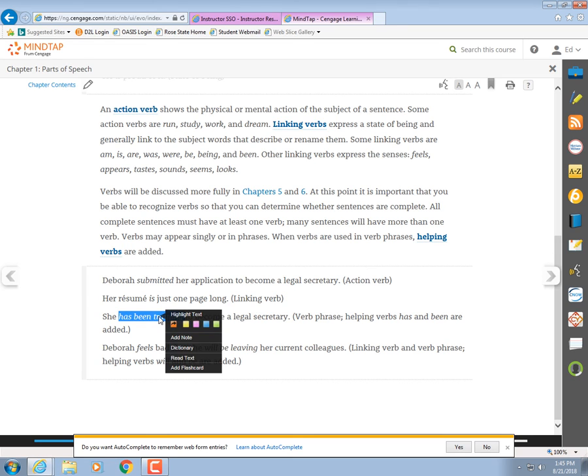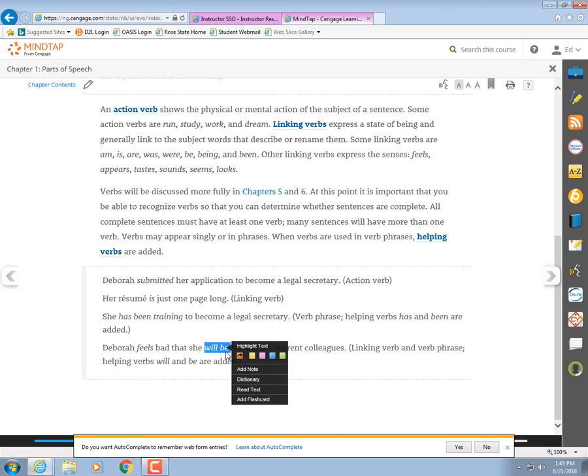Deborah feels bad. Okay, feels is a linking verb because there's no action there. It's just a state of her being. She has that feeling. I feel bad. Deborah feels bad. So bad is an adjective that describes Deborah. That she will be leaving. Now will be, even though those are linking verbs, am, is, are, was, were, be, being, and been, it's being used in conjunction with a regular action verb. So now it becomes a verb phrase.